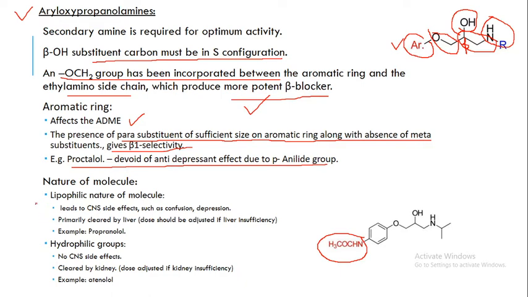And in this kind of class, the lipophilic nature of the molecule leads to CNS side effects such as confusion and depression, and it is primarily cleared by the liver, for example propranolol. Hydrophilic groups have no CNS side effects because they don't enter the brain. They are cleared by the kidney, and an example is atenolol. So atenolol doesn't have any serious CNS side effect, while propranolol has a CNS side effect.